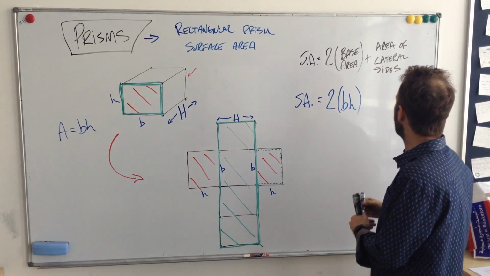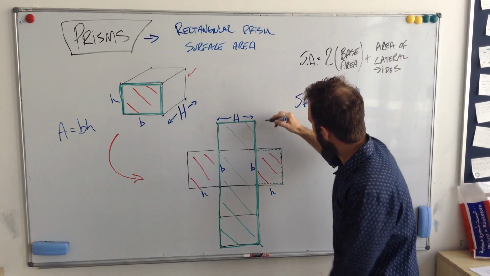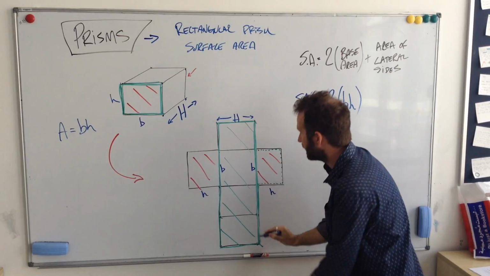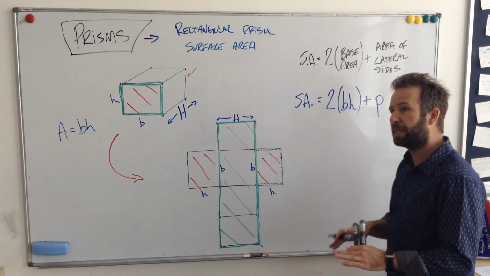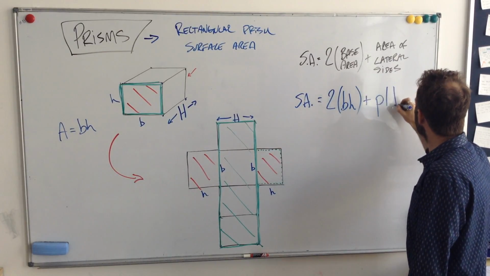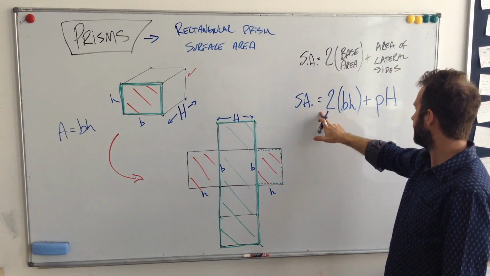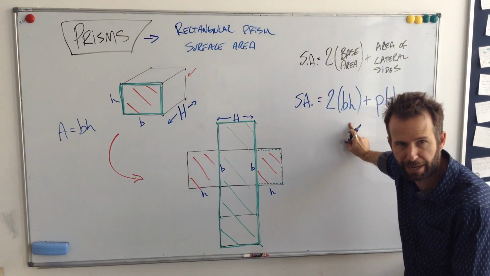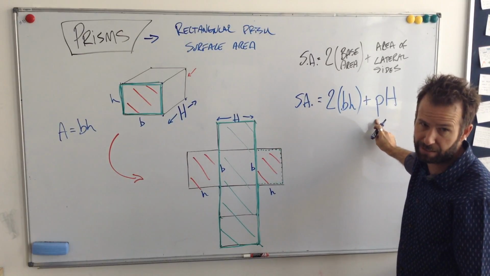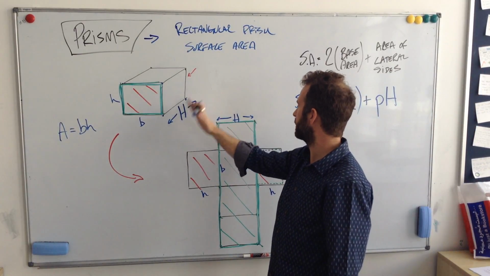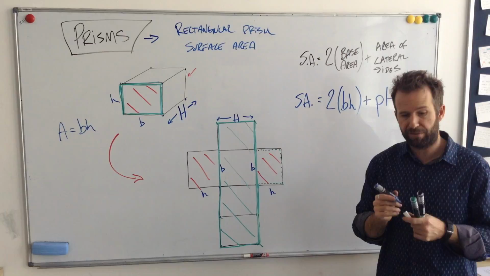So in our formula, I'm going to represent the area of the lateral sides now as big H multiplied by this distance. And this distance is the perimeter of the base. So I'm going to represent it this way. Little p for perimeter and multiplication by big H. So here we have it. Surface area is equal to 2 multiplied by our base area, which is b times h, plus the perimeter of that base multiplied by big H, which is the distance between the bases. That will give us the surface area of this rectangular prism.